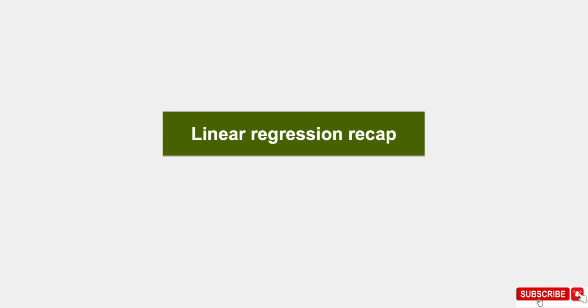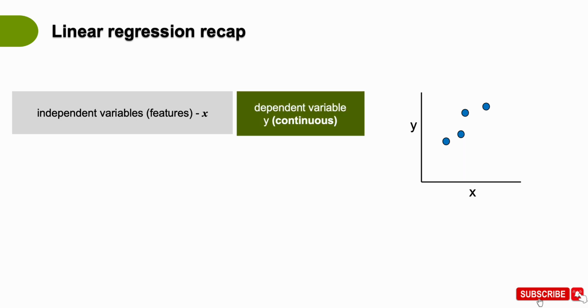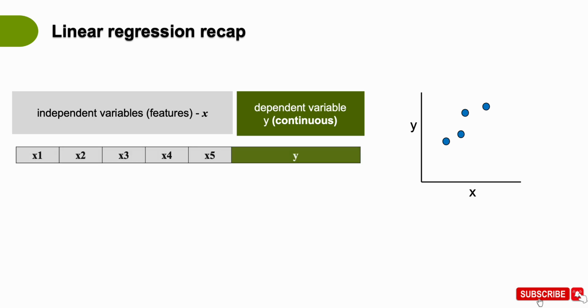So let's have a recap of linear regression. In the linear regression setting, we have a set of independent variables called x, and a target variable called y, which is also called the dependent variable. These x's, or the independent variables, could be numerical, categorical, or anything. But this y would always be a continuous variable. Technically, when we have more than one independent variable, this is called multiple linear regression. And when we have just one feature, one independent variable, this is called simple linear regression.